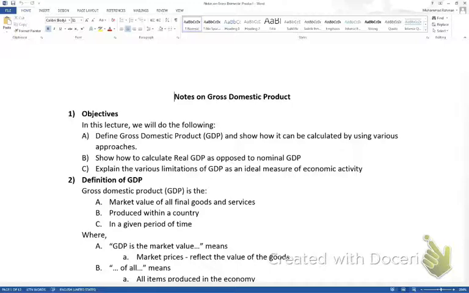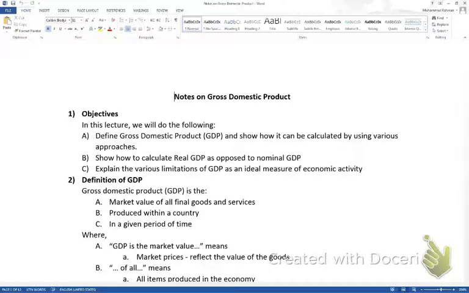In this two-part lecture series, I will talk about how to define gross domestic product or GDP and show how it can be calculated by using various approaches. Then I will show how to calculate real GDP, which is another way of looking at the economic activity by controlling for the price movements from one year to another year. And then we are going to talk about the various limitations of GDP as a measure of economic activity.